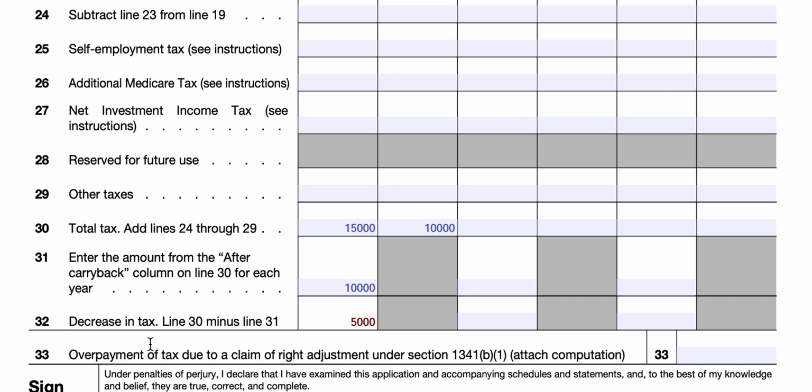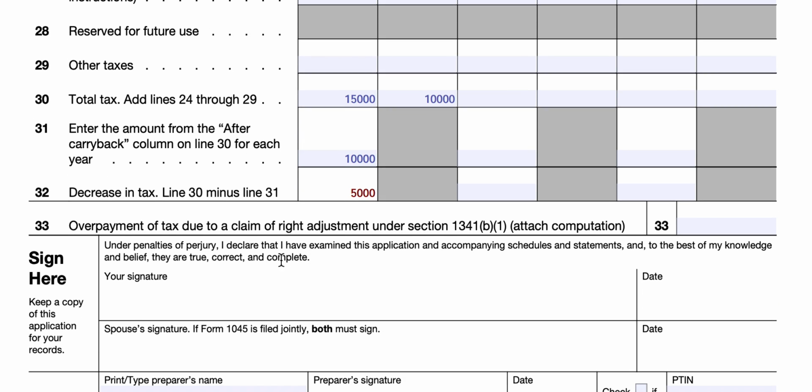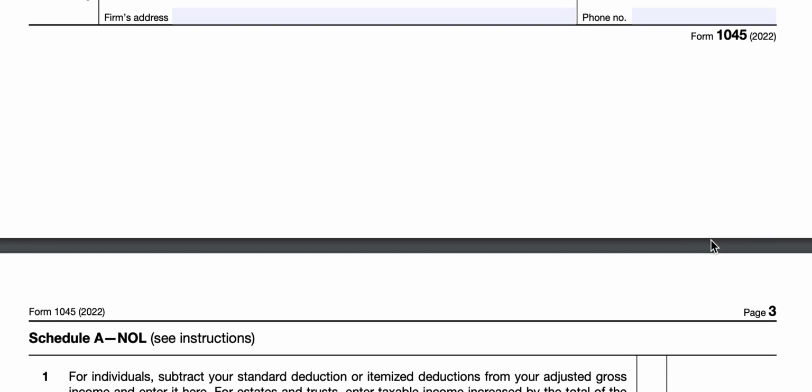For line 33, if you overpaid any tax under Section 1341(b)(1), then you would simply enter that number and attach the computation to the form itself. And then after that, you sign, and your tax preparer, if necessary, signs below. If you are filing a joint return, then both spouses must sign and date the form.